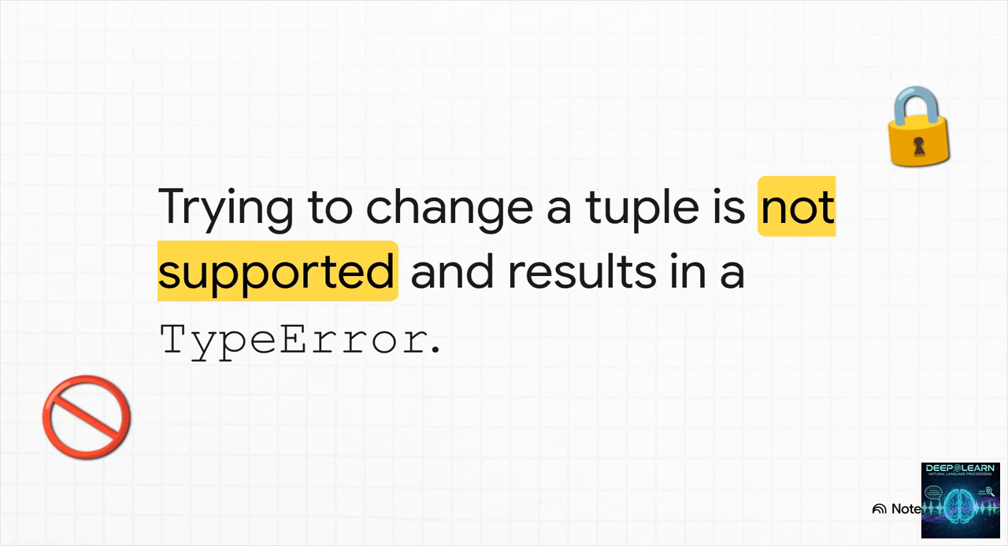Python stops you cold. It throws a type error. And this isn't a bug, it's a feature. That immutability is a guarantee. It promises you and the computer that this chunk of data won't be accidentally changed somewhere down the line. And for keeping your data clean, that's incredibly important.